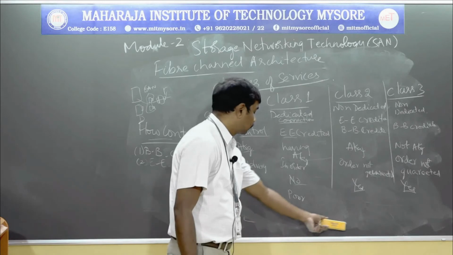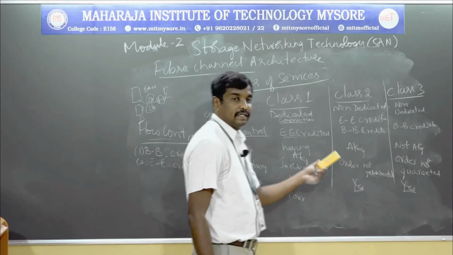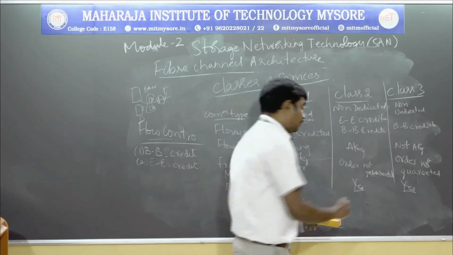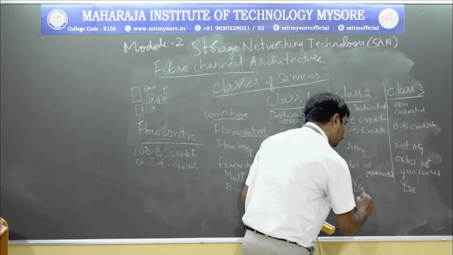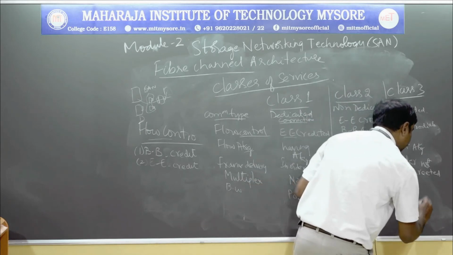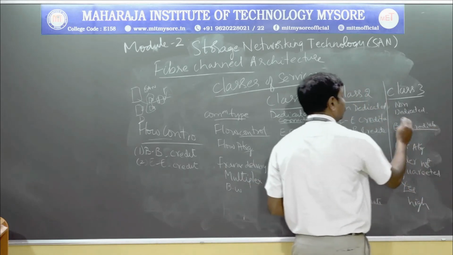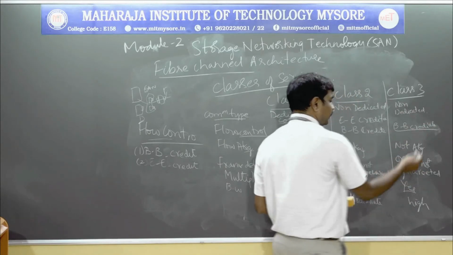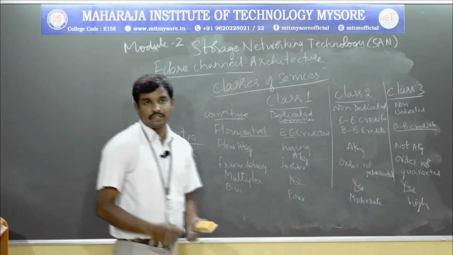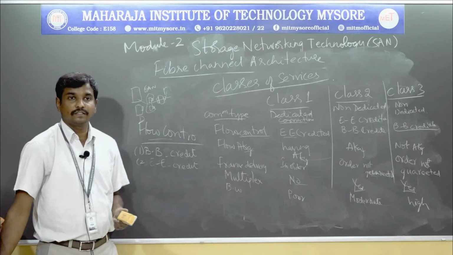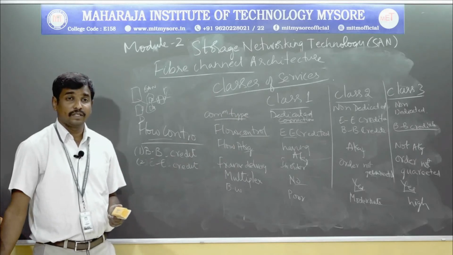For that it is a poor bandwidth. But in class A, class 2 and class C, we have moderate bandwidth. Class A has high bandwidth, since it has B2B connections and no dedicated connection, and acknowledgement is not required like that. Okay, so these are the services of the classes we are going to discuss.